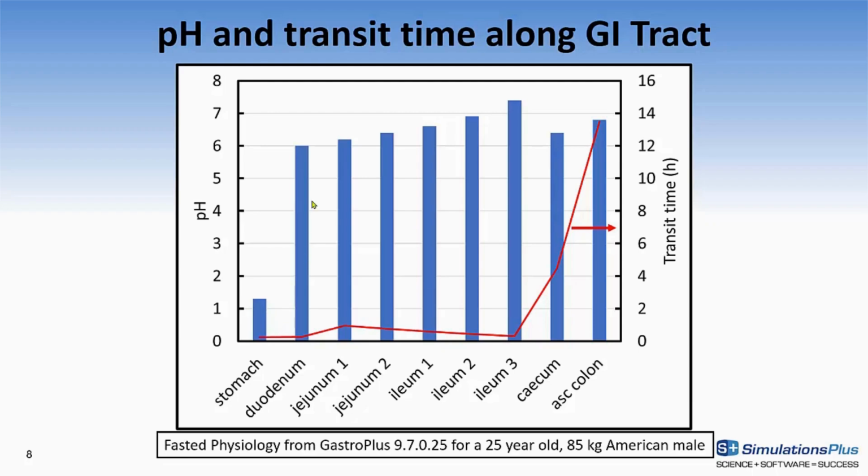And then as it starts to work its way down the GI tract, you see that the pH in the duodenum goes up to 6 and then continually increases until the ileum 3 and then reduces a little bit in the cecum. And the amount of time spent in each one of these compartments is plotted out here on the right. So you're at 10 or 15 minutes in the stomach, and then it increases a little bit as you work your way down the GI tract and then decreases. And then these last two compartments here is where the compound would spend a large amount of time in a 24-hour period before being excreted into the feces.